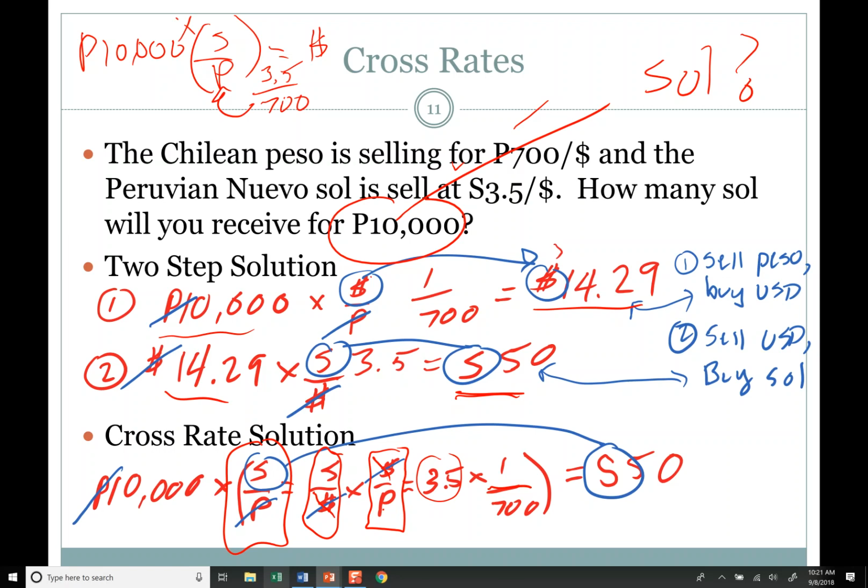You go with whatever method: either trade into the third currency, then trade out of the third currency, or try to build an exchange rate that you need. You okay? All right. That's as hard as it gets.